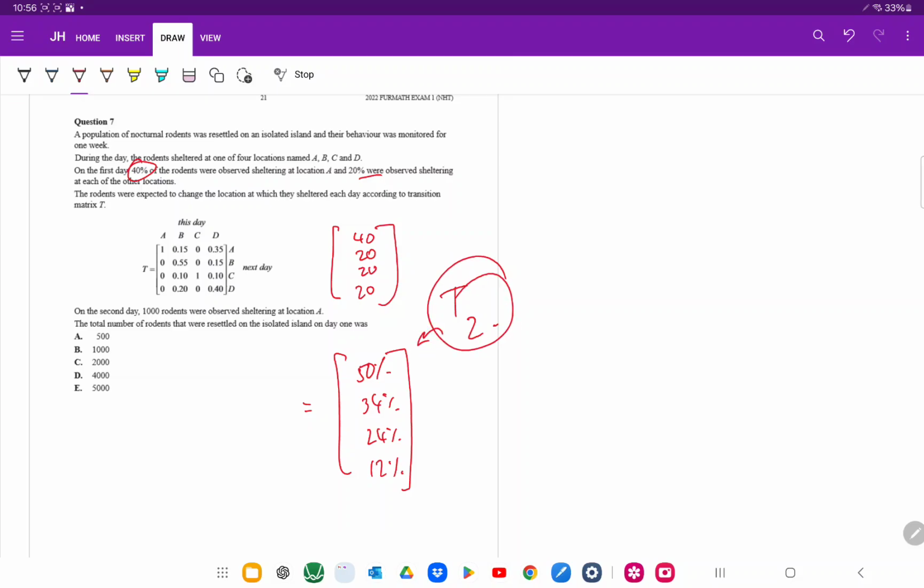Now 50% of this means that if you saw 1,000 rats on the first location A, and you've got 50% of them appearing there, it means you had a total of 2,000.